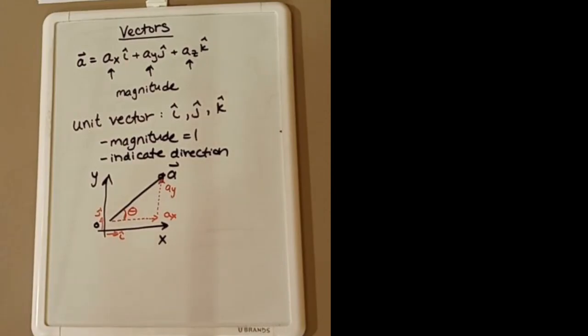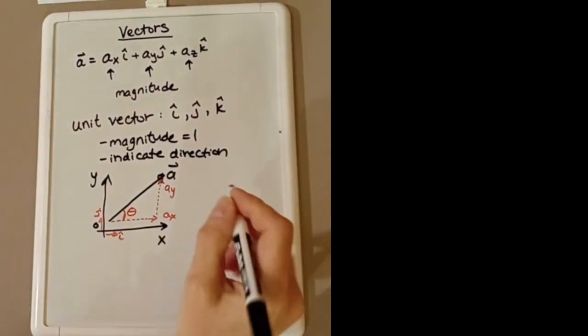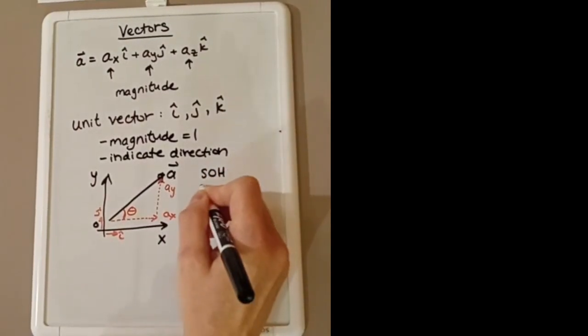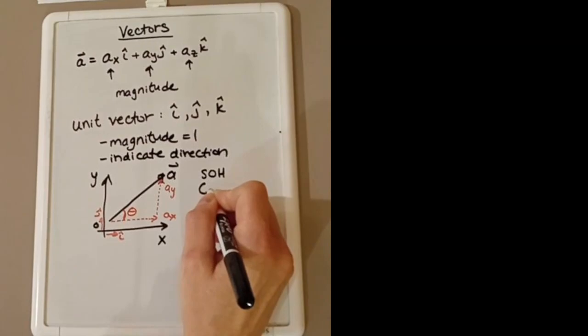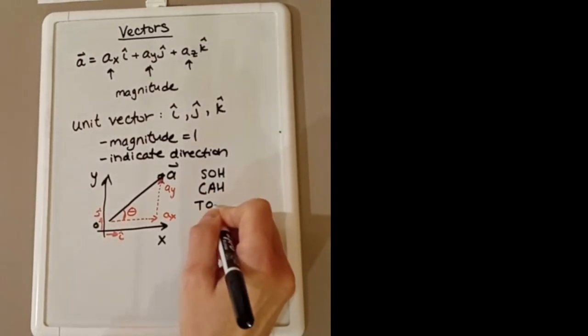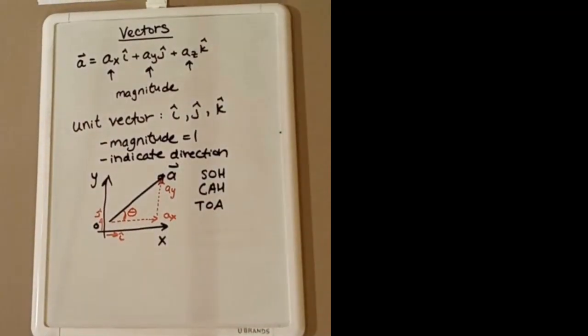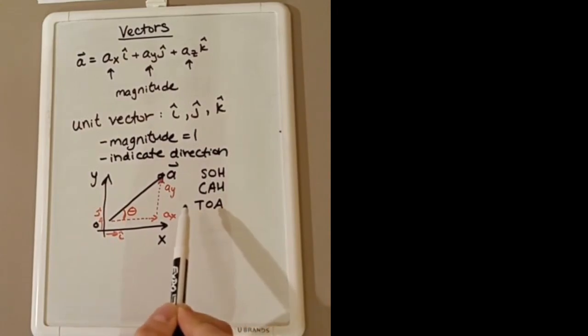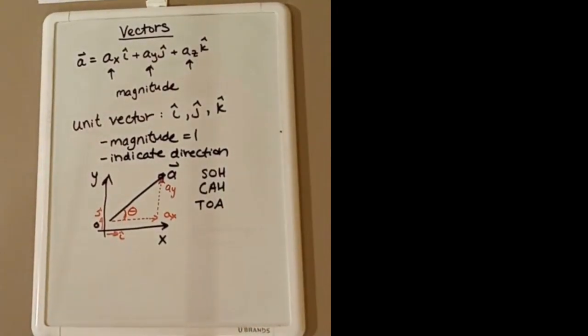I think we mentioned this last time with the triangles, using SOHCAHTOA to calculate what AX and AY are. So if we remember from last time, I'm just going to write this out here. Sine is S-O-H, cosine is C-A-H, tangent is T-O-A. SOHCAHTOA. So sine is opposite over hypotenuse, cosine is adjacent over hypotenuse, and tangent is opposite over adjacent.